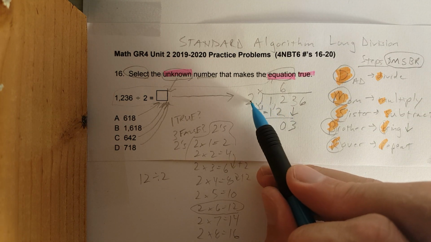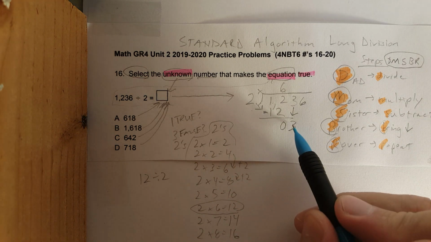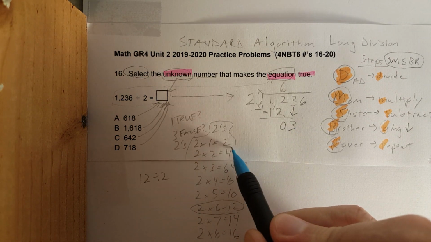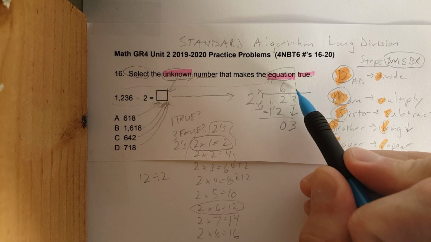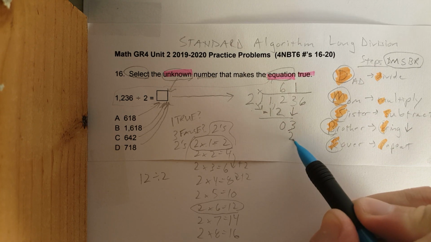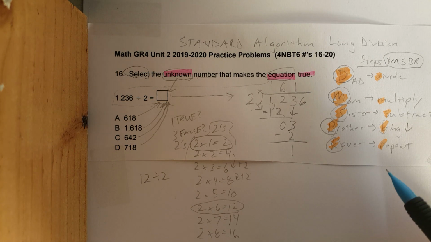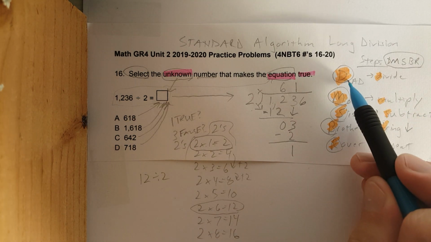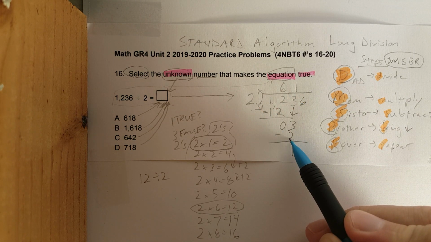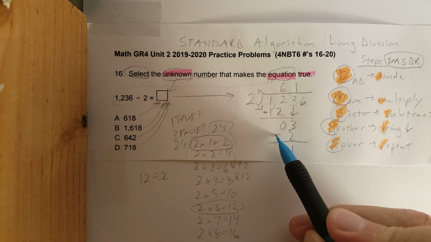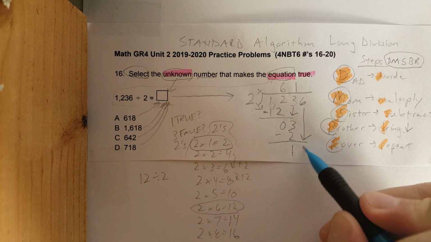3 divided by 2. What is a multiple of 2 that gets me as close to 3 but not over 3? You can see 2 times 1. So I put 1 here. 1 times 2 is 2. Subtract: 3 take away 2 is 1. I divided, 3 divided by 2. I multiplied, 1 times 2 is 2. I subtracted, 3 minus 2 is 1. I bring down the 6.